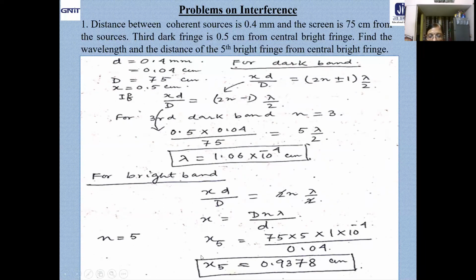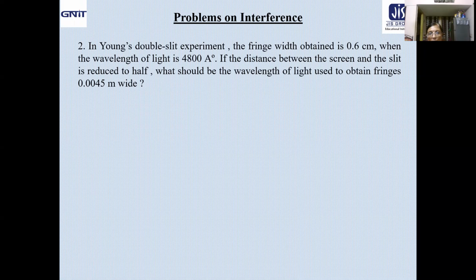And for n equal to 5, you are asked to find the distance x. So simply put here x = nλD/d, with n equal to 5. The other data is already given, and the lambda value you found out. You will get very easily the distance of the fifth bright fringe from the central one. So things are not at all difficult, but you have to identify the proper formula. Now move to the second problem.